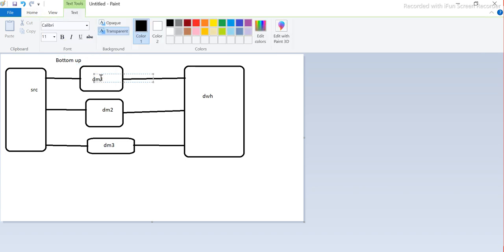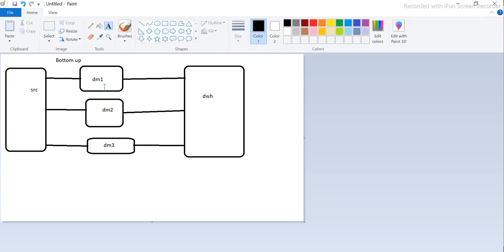Whereas in the case of the bottom-up approach, what we do basically is we design the data marts first, the subject related marts, and then after that we club everything together and build the whole data warehouse. So everything we have developed here, the individual data marts, will all be clubbed together and that will be called a data warehouse. So this is the bottom-up approach, guys.